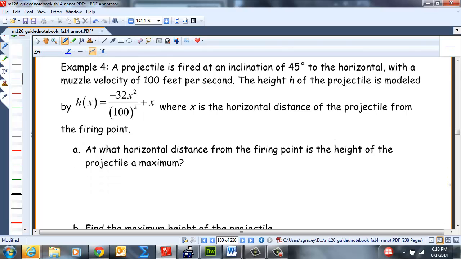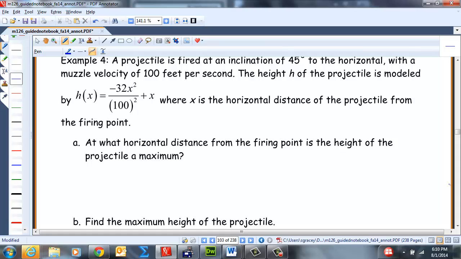Okay, so example four, I think this is our last one for this section. This is a projectile problem. Projectiles are fired at an inclination of 45 degrees to the horizontal with a muzzle velocity of 100 feet per second. The height is modeled by this function here, where x is the horizontal distance of the projectile from the firing point. At what horizontal distance from the firing point is the height of the projectile a maximum?